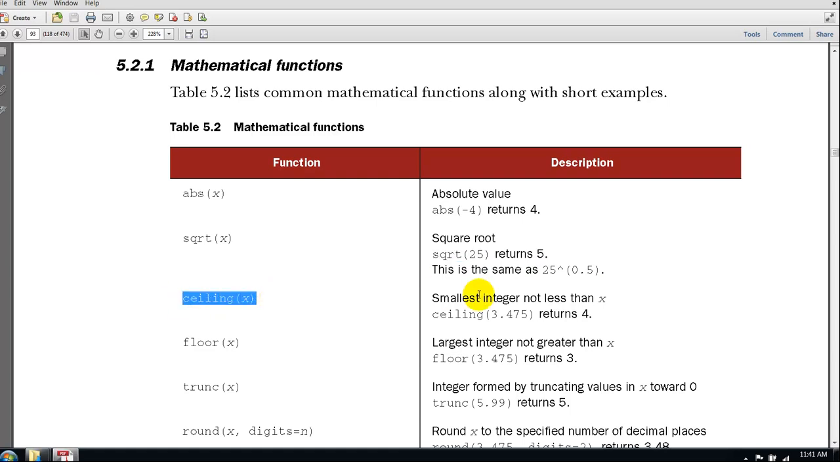Ceiling x, smallest integer not less than x. So the smallest integer not less than this number is 4. And floor x, the largest integer not greater than x. So that would be 3. So it should not be greater than x, but it's the largest one of those.